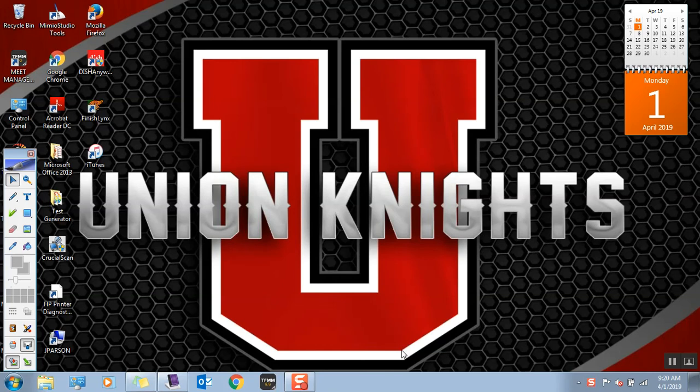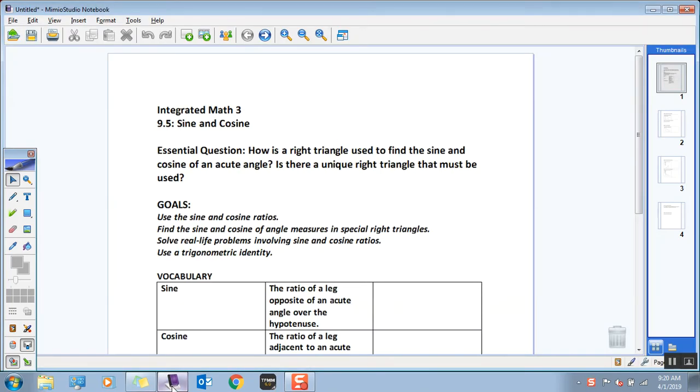Section 9.5. What's the title of that, kids? Sine and cosine. Now, in your calculator, do you have a button that says this right here? And I say every time I eat candy, right here. If you see this in your calculator, this stands for sine. And then what's the other one we're going to have? You'll see it in your calculator as what?